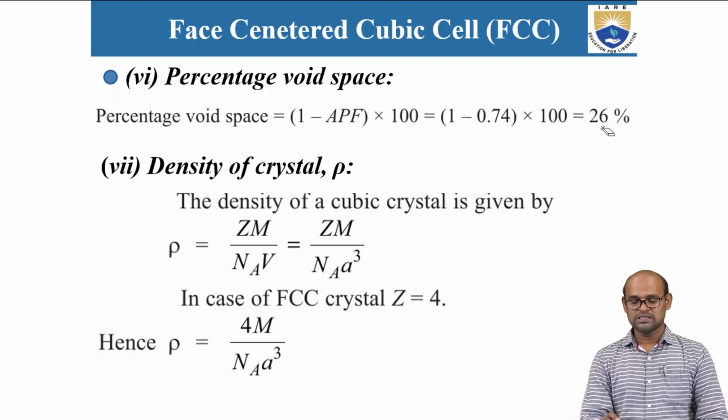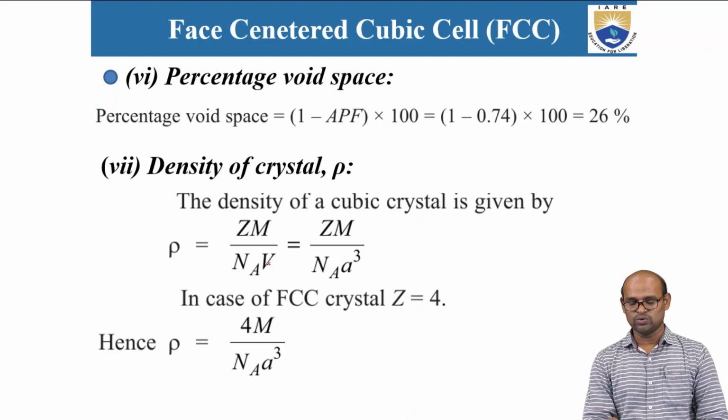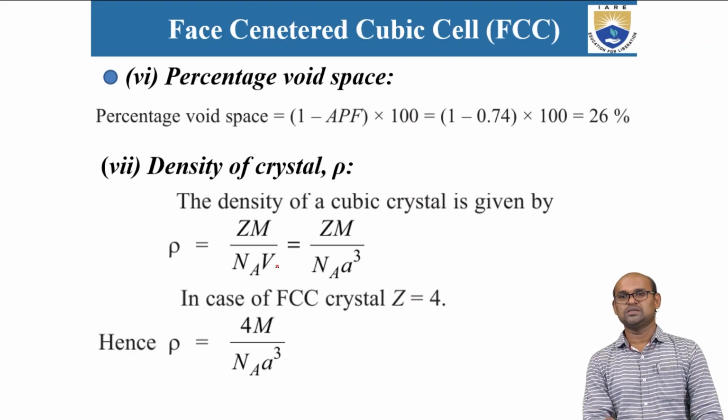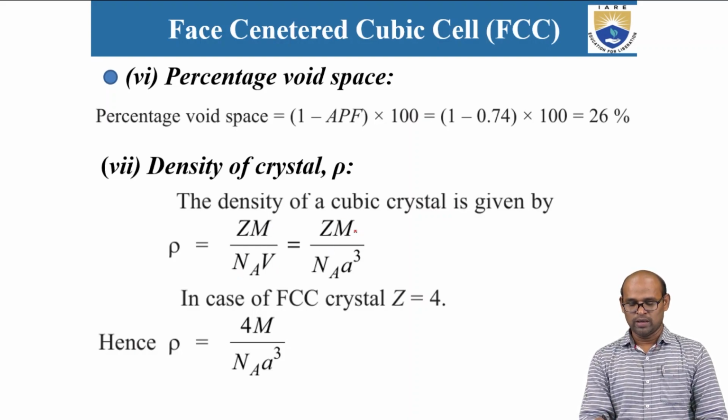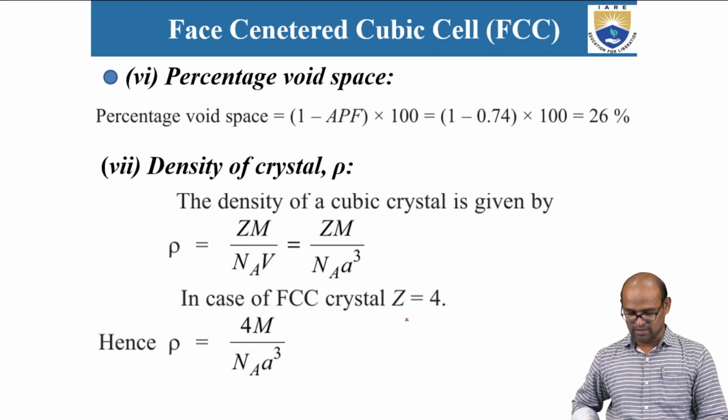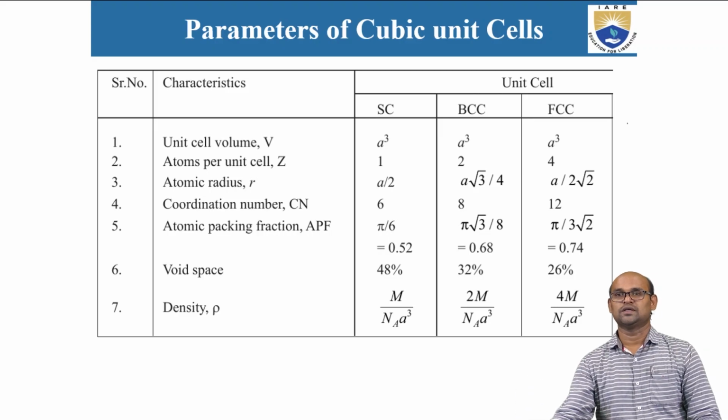Okay. So the density of the crystal in FCC unit cell, again the formula is Z M by Na into V. Z is number of atoms per unit cell, M is molecular weight of the material, Na is Avogadro number, and V is volume. So Z is 4, M is molecular weight, Na into a cube, they are all constant. So this is the density of the unit cell in FCC.